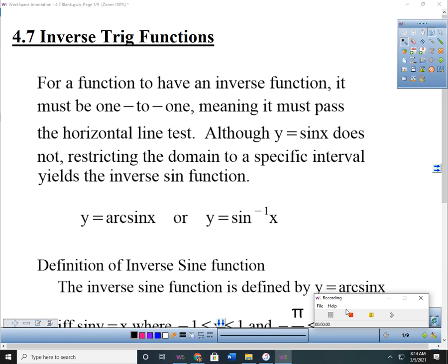So in this lesson, we're going to talk about inverse trig functions. For a function to have an inverse function, it has to be one-to-one. That means that it has to pass the horizontal line test. So sine looks like this, right? And it doesn't pass a horizontal line test, but it would if we restricted its domain to go from like here to here, right? And we just did one little section, all right?